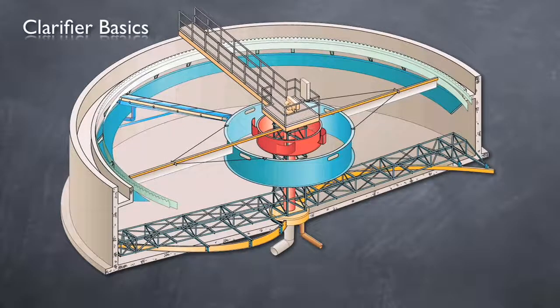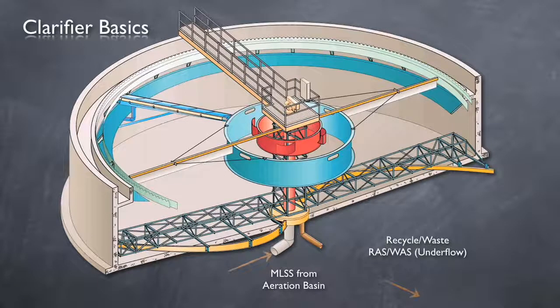Mixed liquor, typically from aeration tanks, enters through a centrally located feed pipe. From there, the flow has two ways out. First, settled sludge leaves through another centrally located pipe at the bottom of the clarifier and is recycled back into the system or wasted. This is the underflow. The second way is over the overflow weir. In a properly functioning clarifier, overflow water should look very clear.